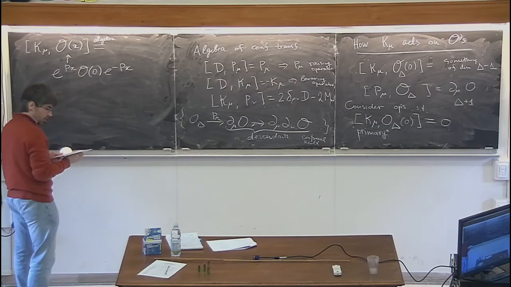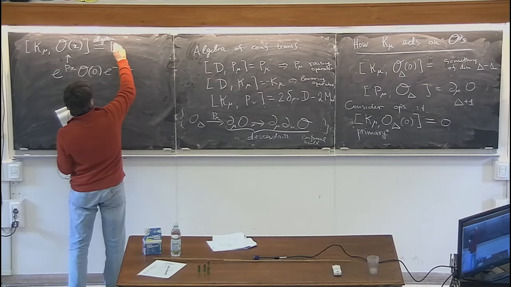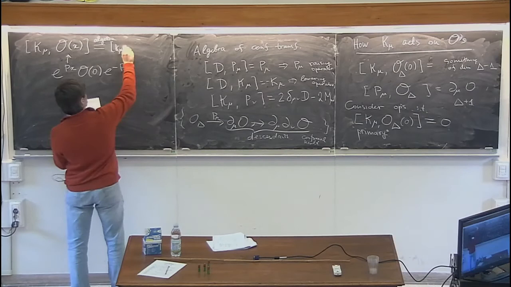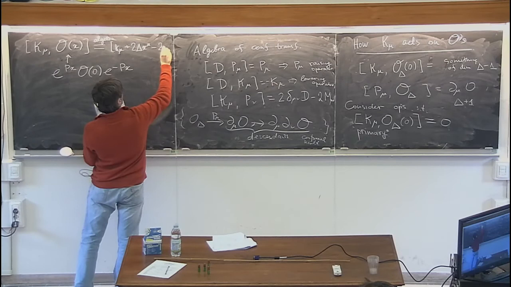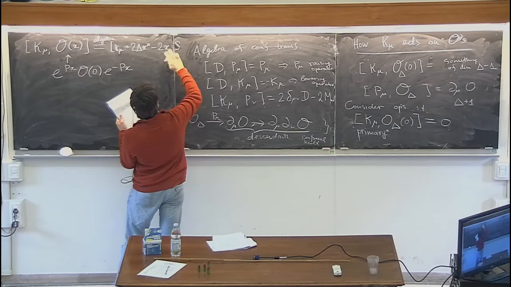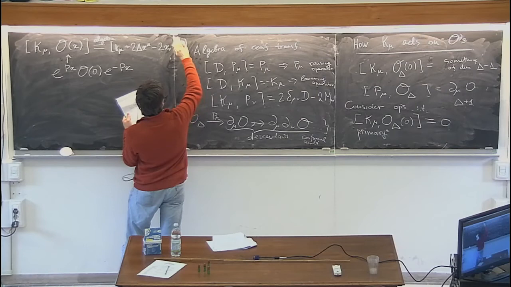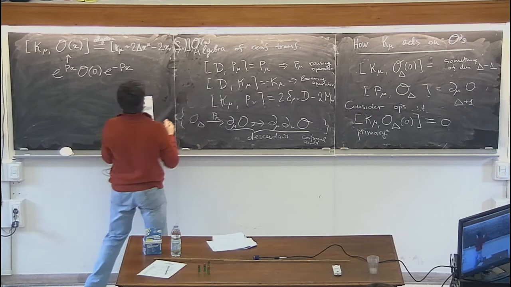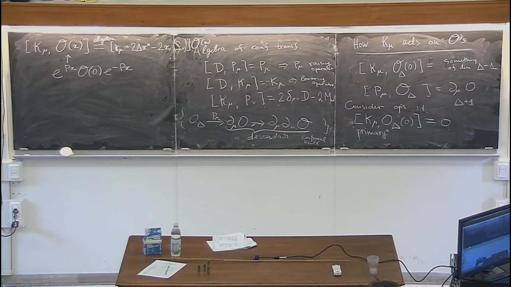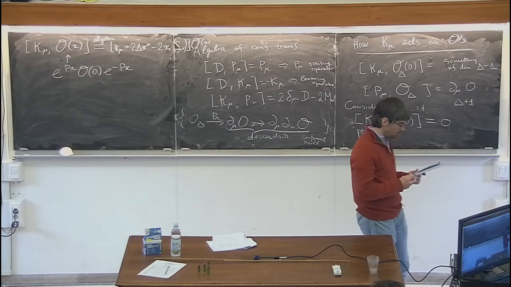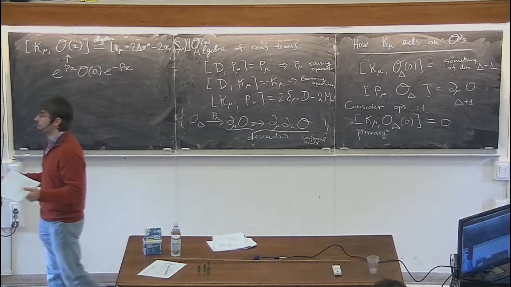And this gives me small k mu, which is this vector field, plus 2 delta x mu minus 2 x nu s mu nu. Here again, this x is on the indices, times O of x. This is just a calculation. So that's it. I know how my whole algebra of conformal generators acts on all my primary fields.